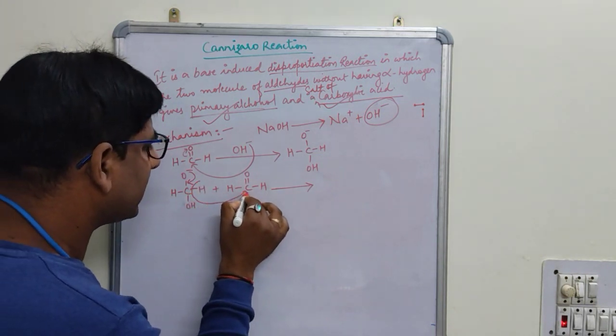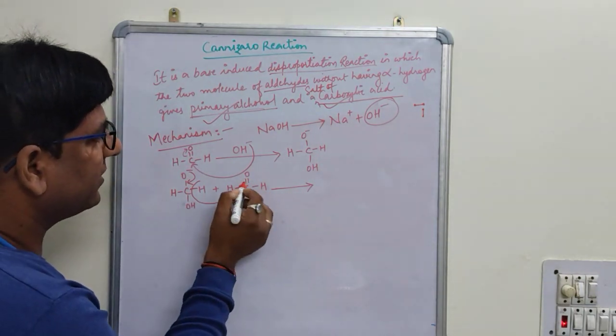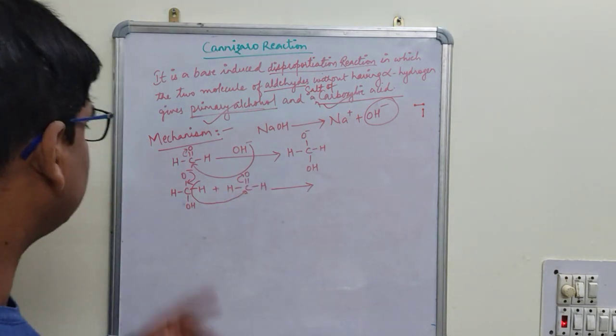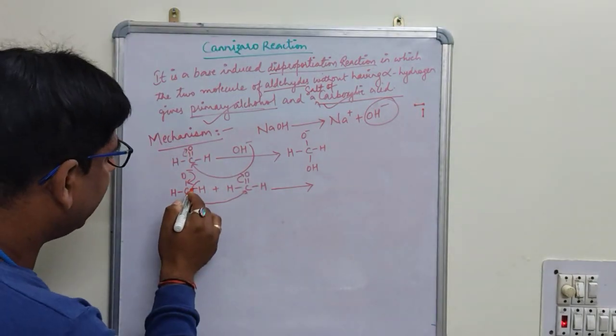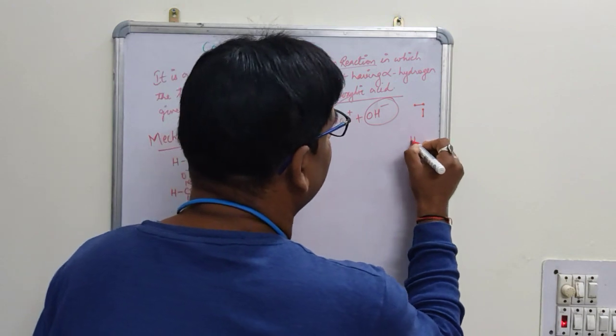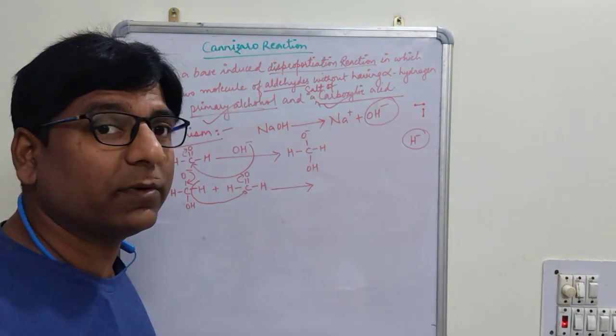It will go and attack on this carbon. Why will it attack on this carbon? Because already there is an oxygen. When it attacks on carbon, this will move up, as you have seen here. In the same way, it will move up, and this H in the form of H minus. Hydride, students, hydride means H minus. This is hydride.